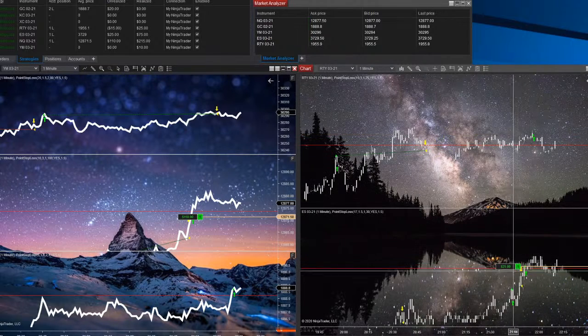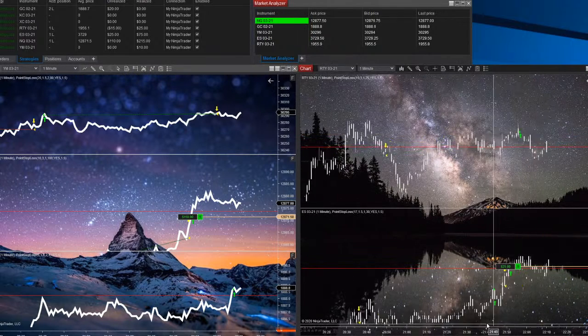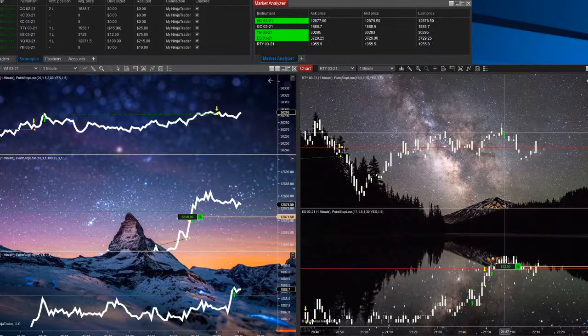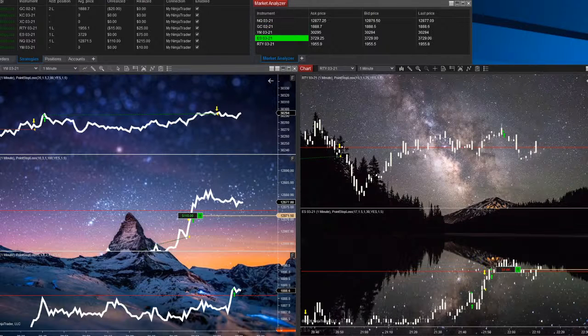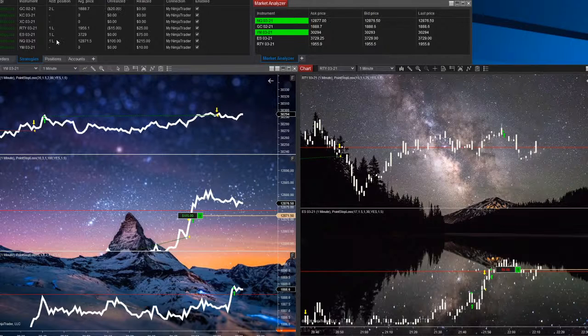ES is now in the green. We can see here it's up $25. RTY is still in the red. NQ's green, ES is green, RTY is red, and gold turned back in the red. I have 2 contracts on gold and 1 on everything else. You can see that here in this box. It says 2. Oh, L is for long.